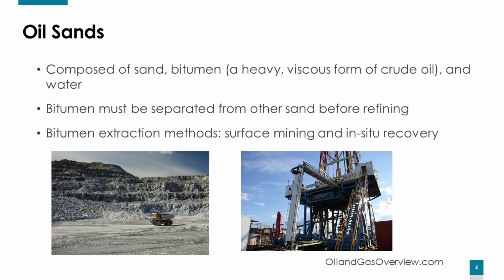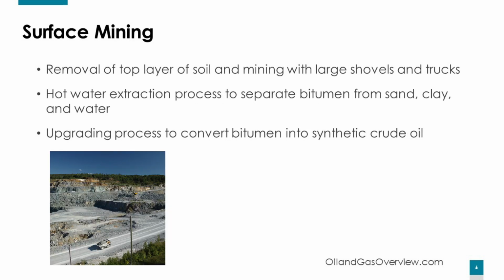Oil sands are composed of sand, bitumen, which is a heavy viscous form of crude oil, and water. The bitumen must be separated from sand and other materials before it can be refined into usable oil products. There are a couple of methods for extracting bitumen from the oil sands, such as surface mining and in-situ recovery.